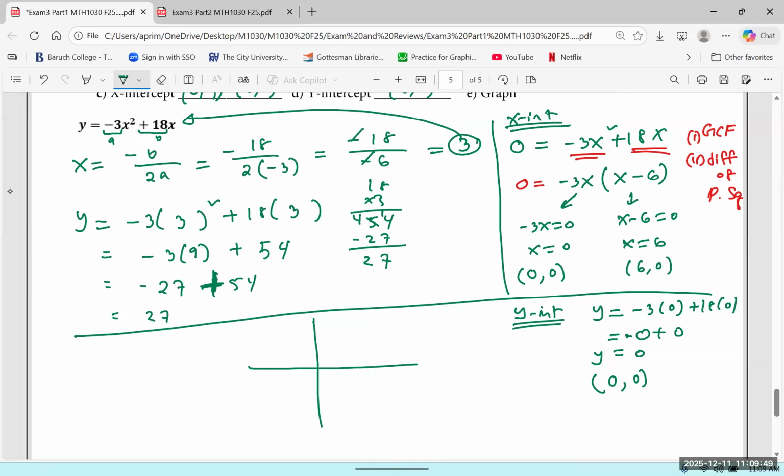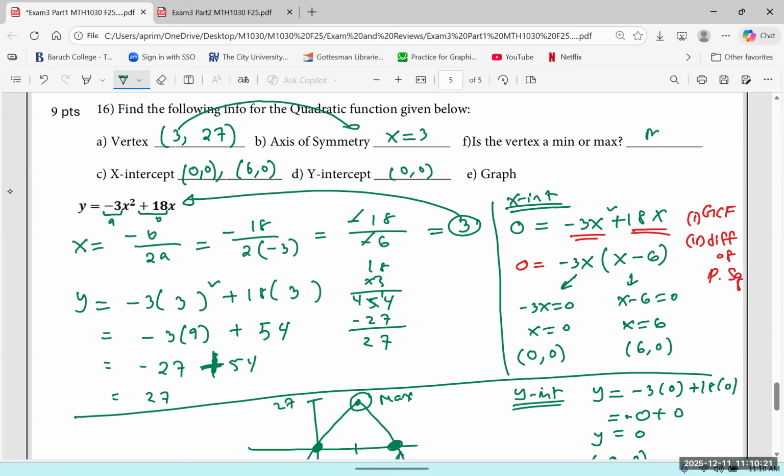And then finally the graph. We have one x-intercept and y-intercept, both of them are (0, 0). The other one is (6, 0). And in the middle, we have (3, 27). So you draw an upside down parabola. So what do we have here? Maximum or minimum? Maximum. So for this question, you write maximum. Any question?